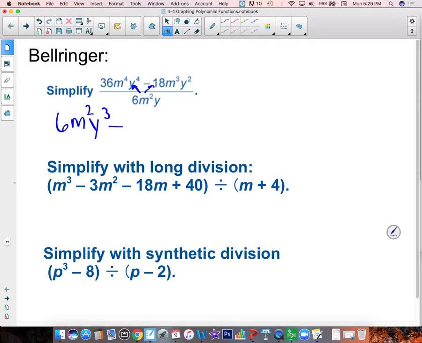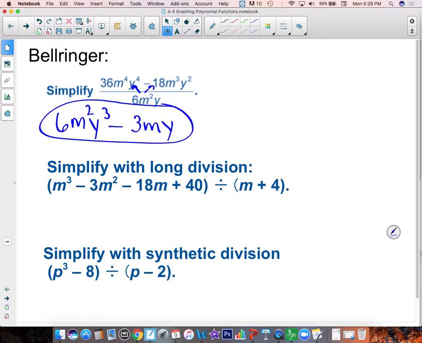And now we go to the other one. All right, so minus 18 divided by 6 is 3. m cubed over m squared is just an m. And y squared over y just gives you a y. So that's your polynomial after you're done with your division.